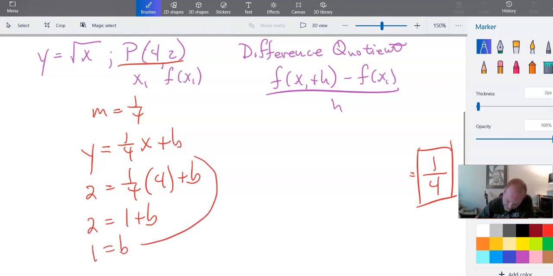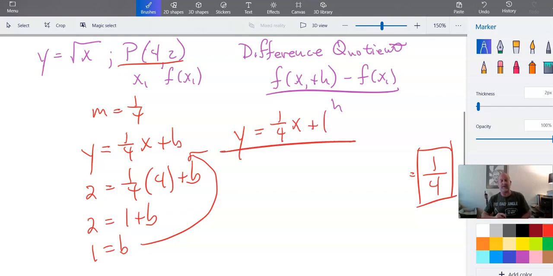And I can take that back up to my equation, and the equation of the line now is y equals 1/4 x plus 1. Right? So that's a good clean fun right there. Okay, so we found the instantaneous rate of change, and then we found the actual equation of the tangent line. Right, that tangent line actually ends up being fairly important in the long run.